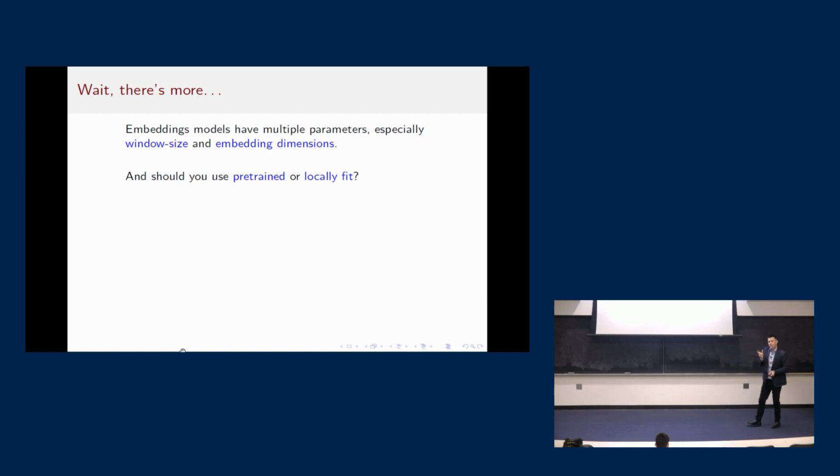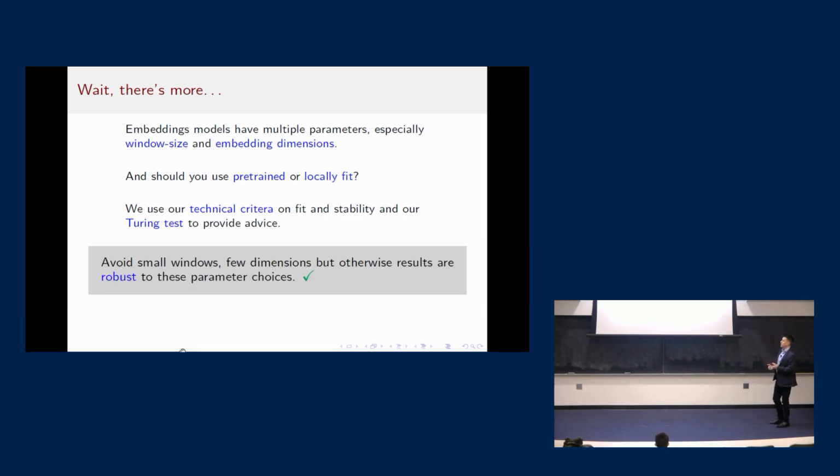Whereas locally fit, we have this idea that it's fitting our data better. I'll talk about some technical criteria to look at fit and stability, and then I'll do the Turing test later on. The good news, at least as if there's like one or two takeaways from this paper, is this robustness result here.